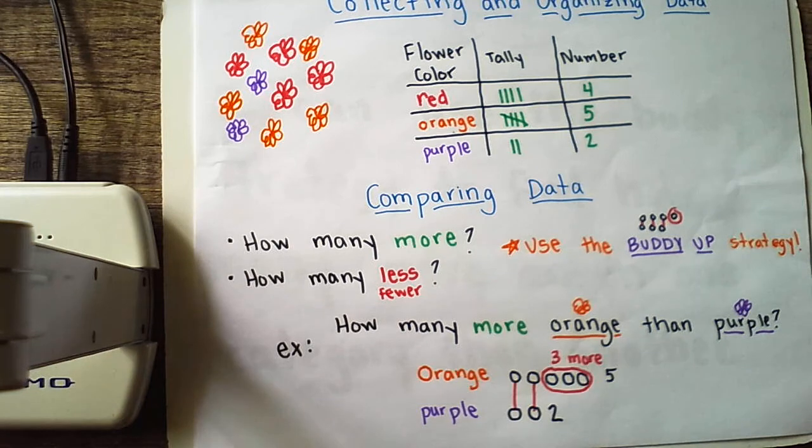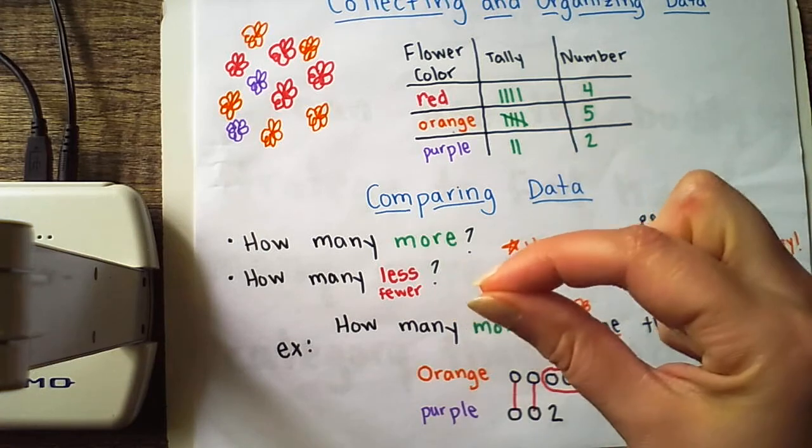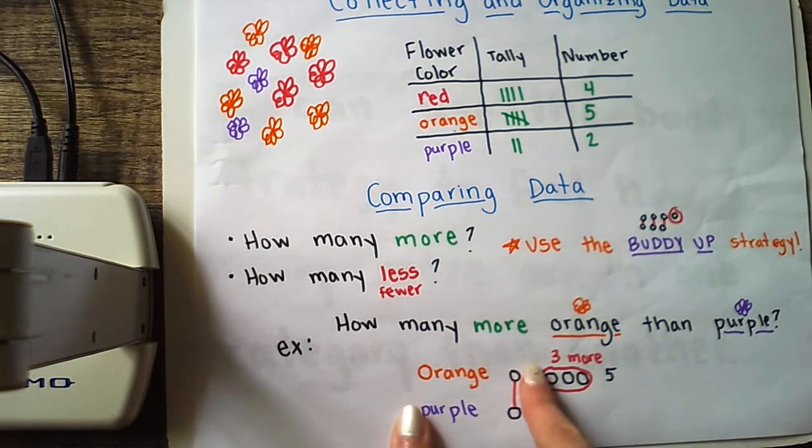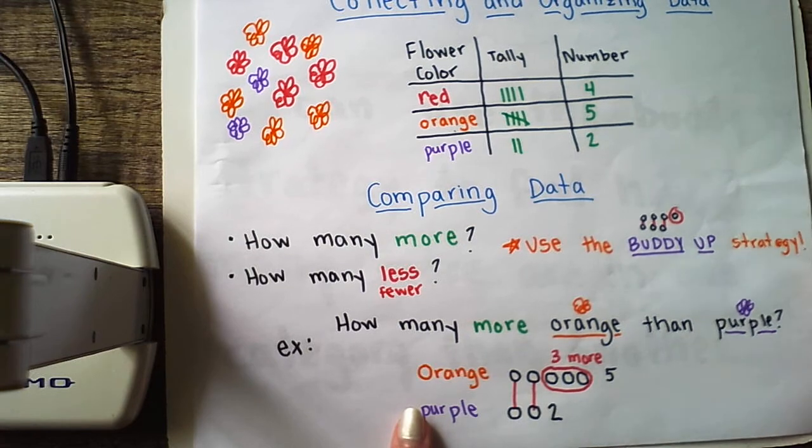Once we have drawn circles to represent how many flowers are in each category, then we're going to buddy them up. We want to see how many buddies are the same in each category, and then what's different. So here we go. We went buddy, buddy. So both orange and purple have 2 flowers. But now purple has run out of buddies. There are no more purple flowers to match up or buddy up with our orange flowers. So orange must have 1, 2, 3 more flowers than purple. We're going to do that today as we take a look at our Taco Bell sauce packet data.